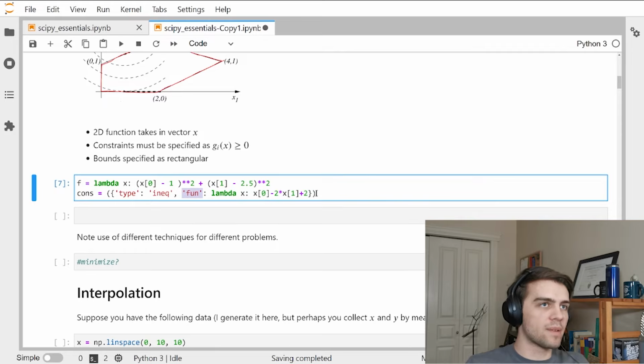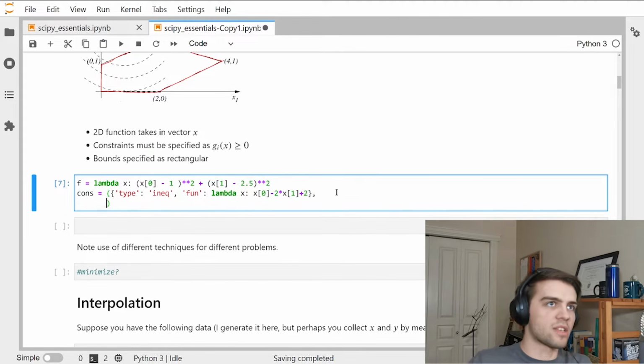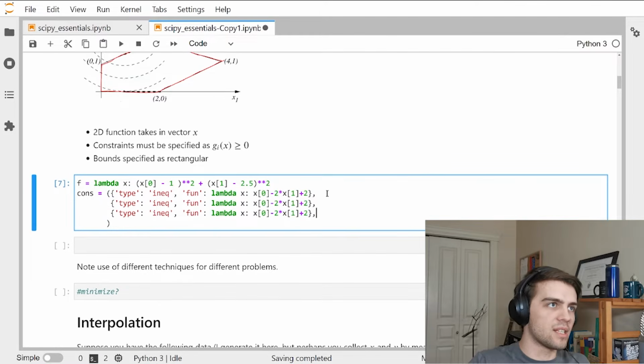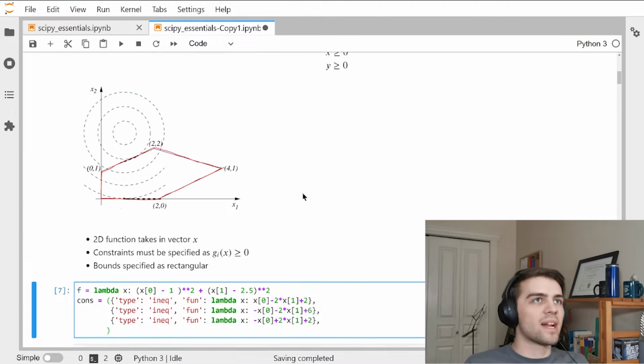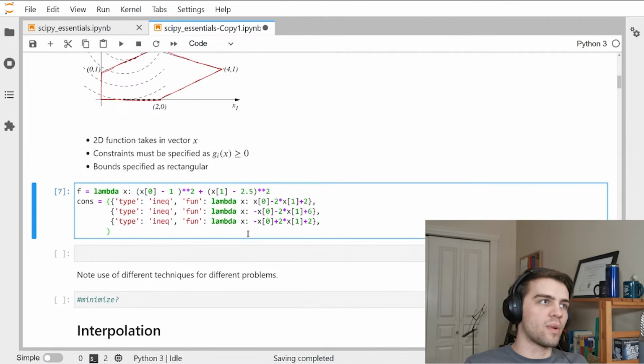So that's the first constraint, but of course there's multiple constraints, and I can just copy and paste them since it's always of the same form. You always have to give it in this form. The second one is minus x minus 2 times y plus 6 is greater than or equal to 0. And the last one is minus x plus 2 times y plus 2 is greater than or equal to 0. So these are all the 3 constraints here. But I still need to give these bounds. x is greater than 0 and y is greater than 0.